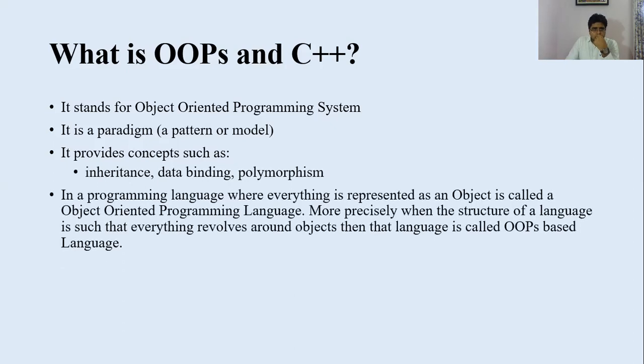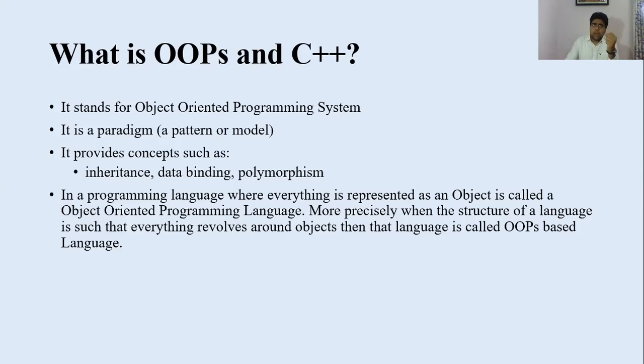I want you guys to read it out with me. It is a very important thing, because if we can understand this, we will never forget what OOPS or C++ is. In a programming language where everything is represented as an object, it is called an object-oriented programming language. More precisely, when the structure of a language is such that everything revolves around objects, then the language is called an OOPS-based language. It means when everything you have written revolves around the object, then that particular language is an OOPS-based language.